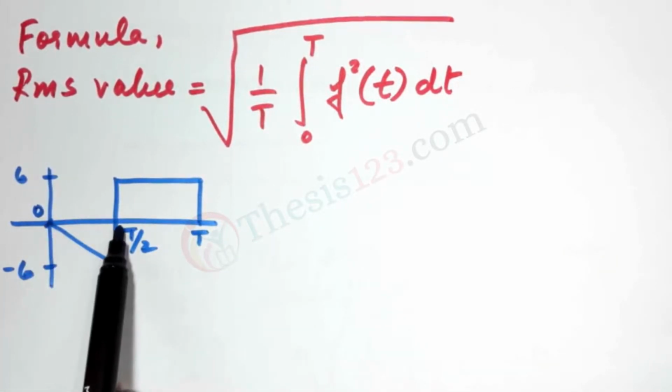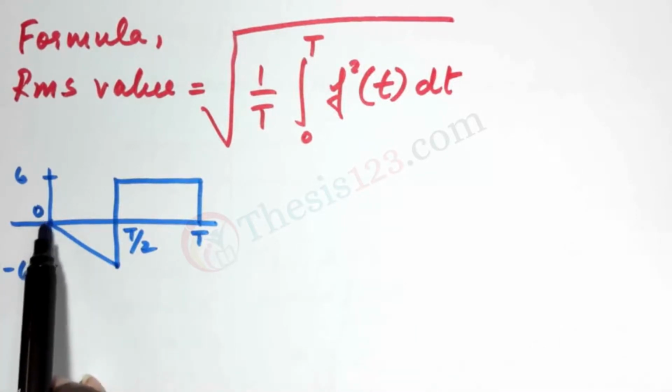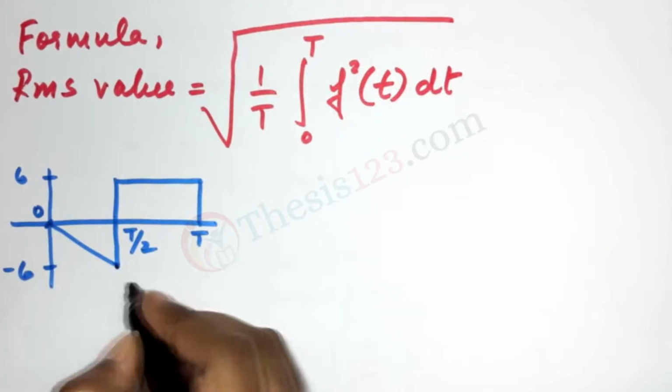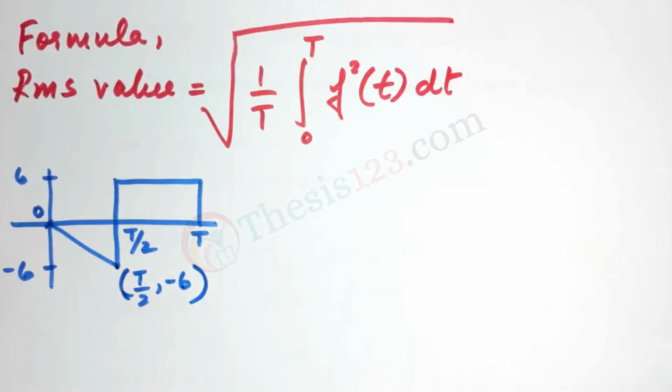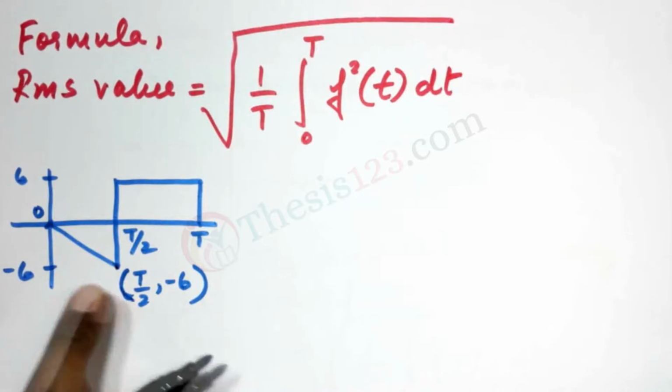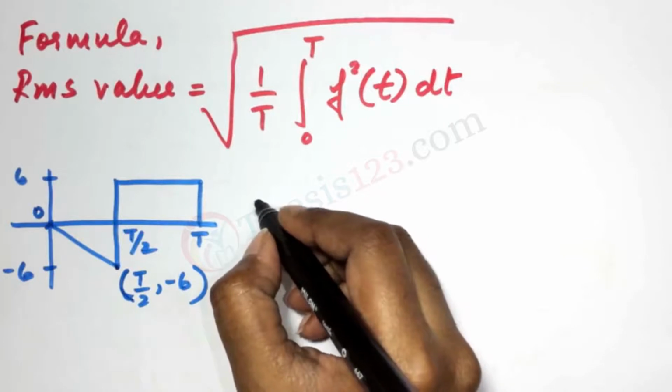Now consider just the 0 to T by 2 portion, this portion here. If this is the origin, we know the point here is 0, 0. Now what is the point over here? At this point it is T by 2, minus 6. Right? Okay. Now using this we are going to find out the slope of this line. So that is our next step. Let's find out the slope.